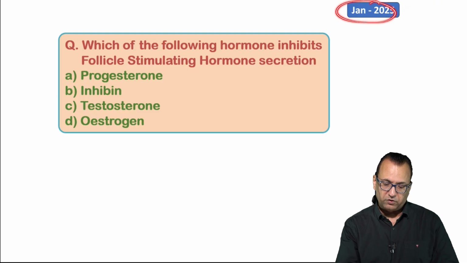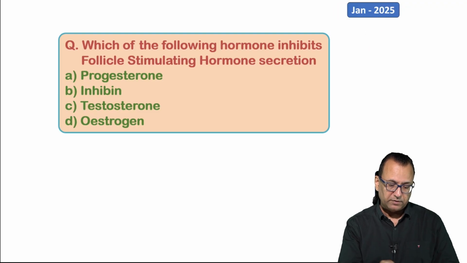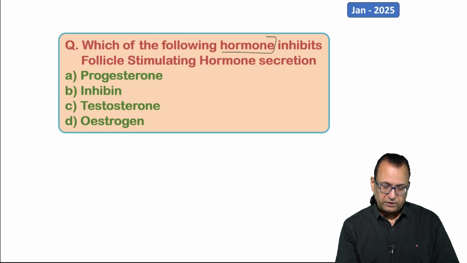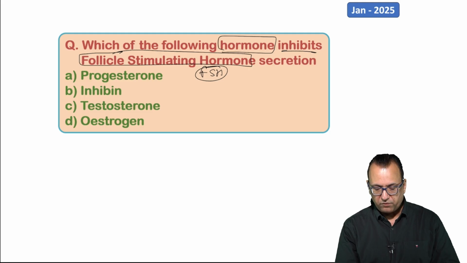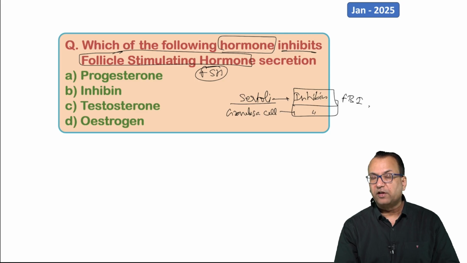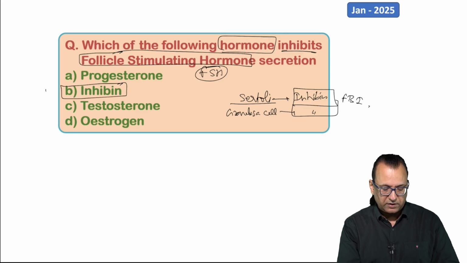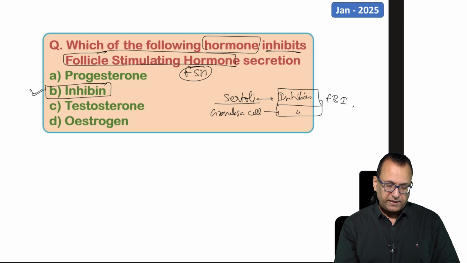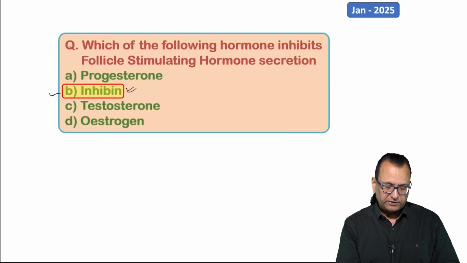This question, January 2025, asks which of the following hormones is inhibiting FSH? Now maybe you are talking about a male, where we have seen Sertoli cells giving us the inhibin, or maybe you are talking about a female where we have seen the granulosa cells giving us the inhibin, but that was feedback inhibition on the anterior pituitary. So inhibin is our answer. Now when you say inhibin is your answer, B is your answer, fine.